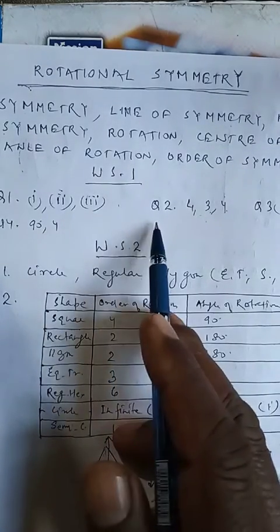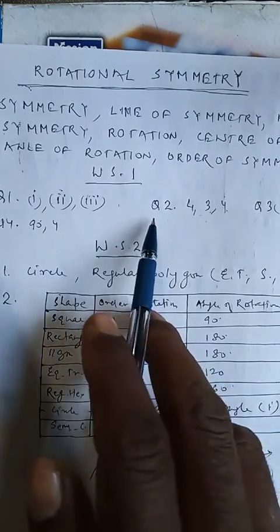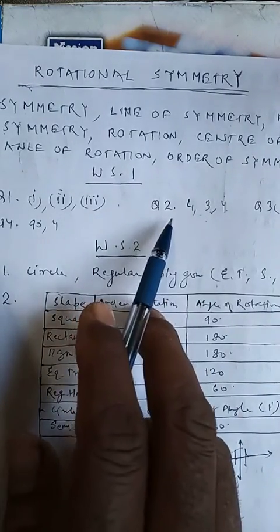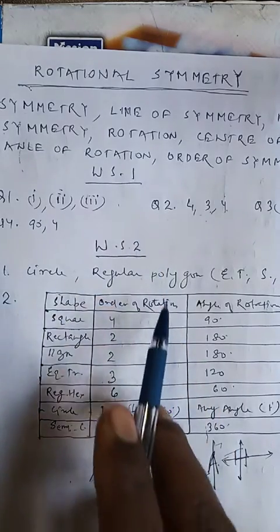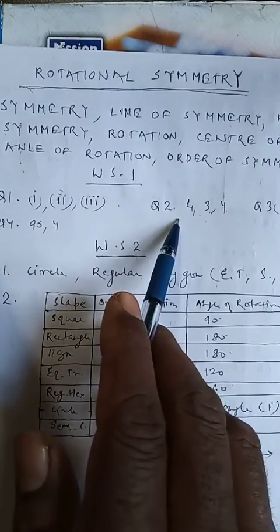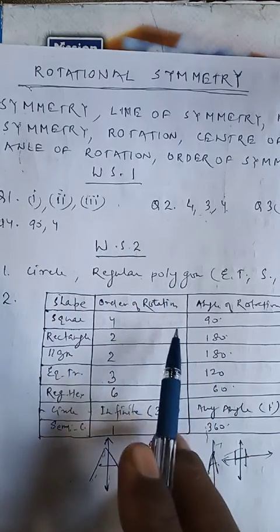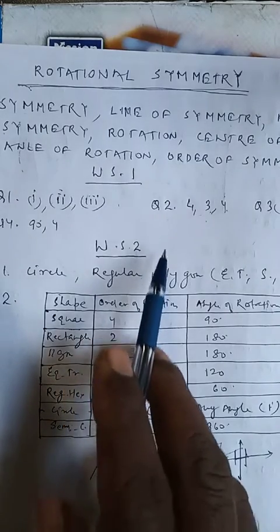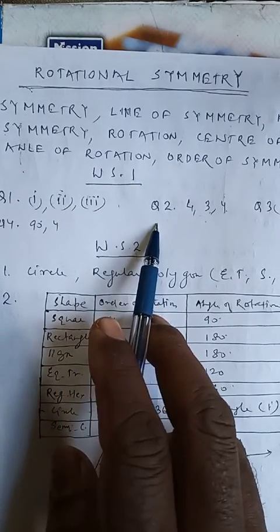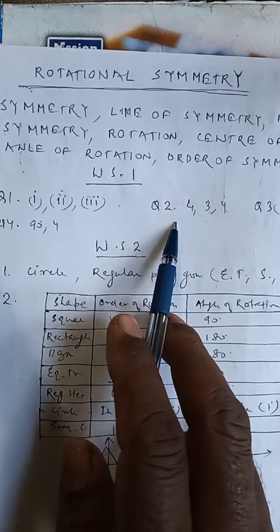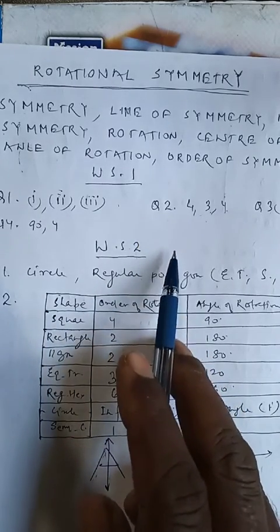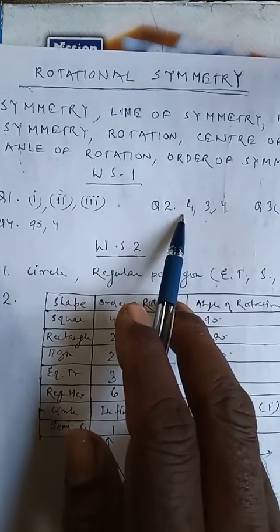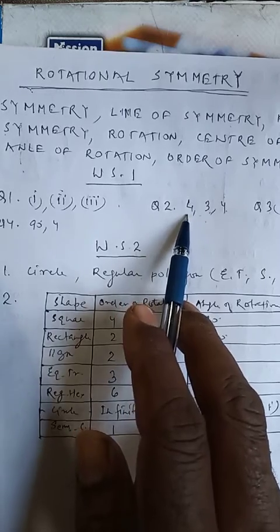Now in question number 2, we have to find out the order of the rotational symmetry. As I have explained earlier, the order of rotational symmetry is the quotient of 360 degrees and the angle of rotation by which we can obtain the original position. So in figure number 1, if we rotate about the given point at an angle of 90 degrees, we get the original figure. And when we divide 360 degrees by 90 degrees, we get order 4.